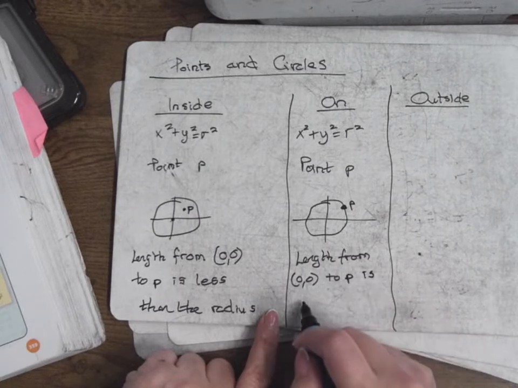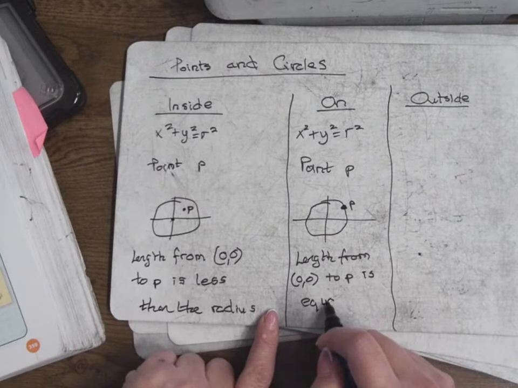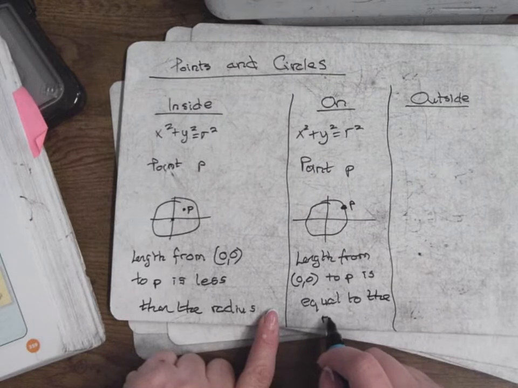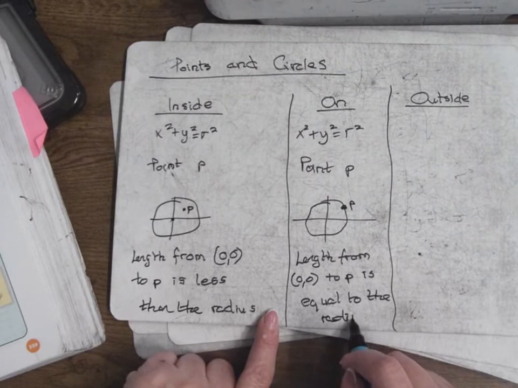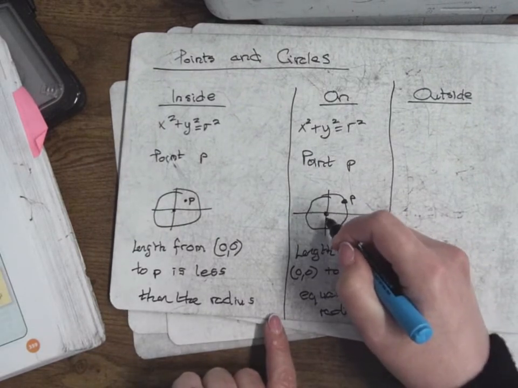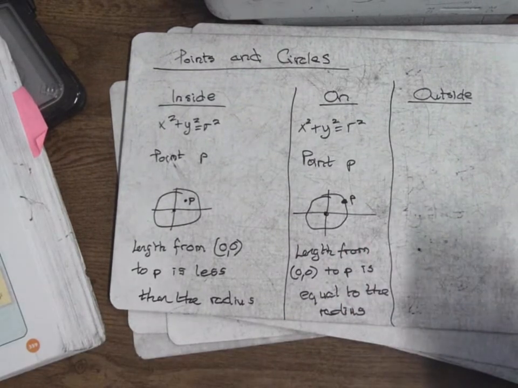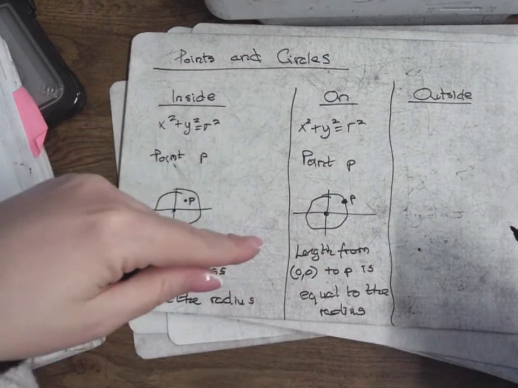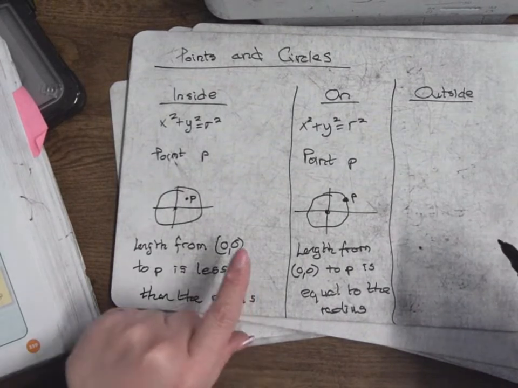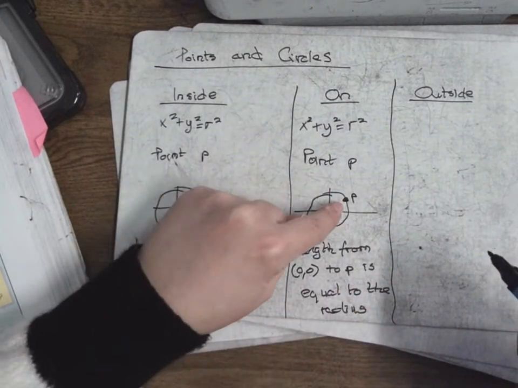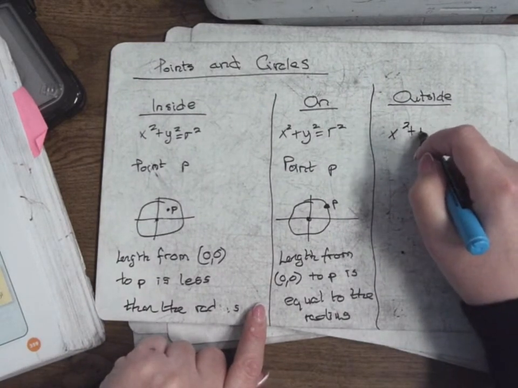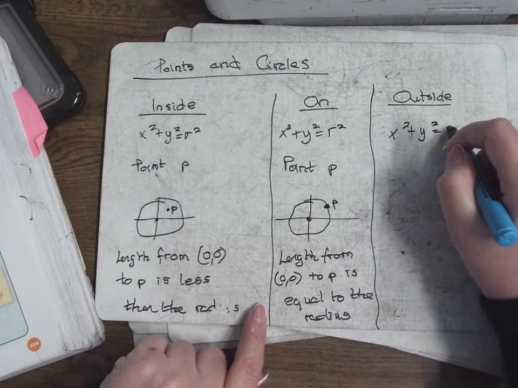And it turns out it's equal to R. So it's equal to the radius. So you get the distance using the distance formula from 0, 0 to whatever P is. And remember, they'll tell you what P is. Use the distance formula, get the length of the line, and then compare it to the radius. If it's less than the radius, it's inside the circle. If it's equal to the radius, it's on the circle. If it's greater than the radius, it's outside the circle.